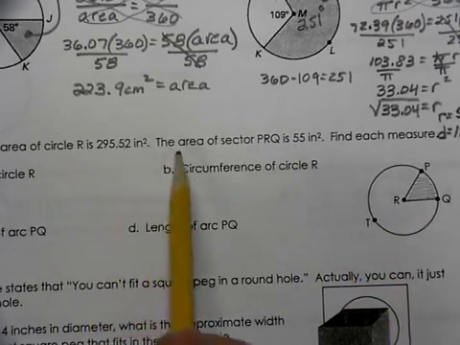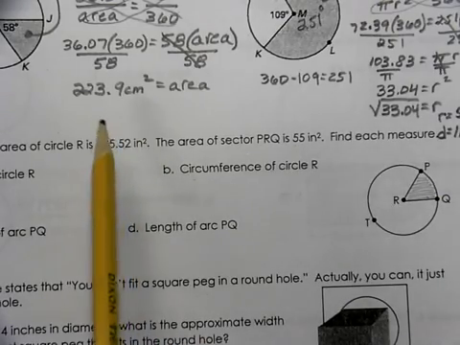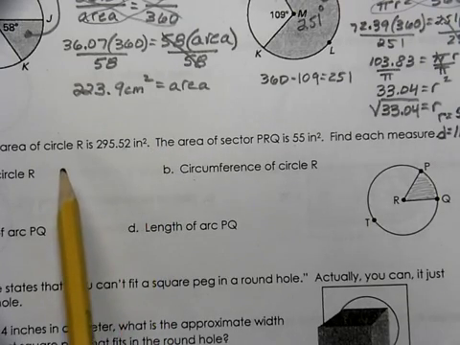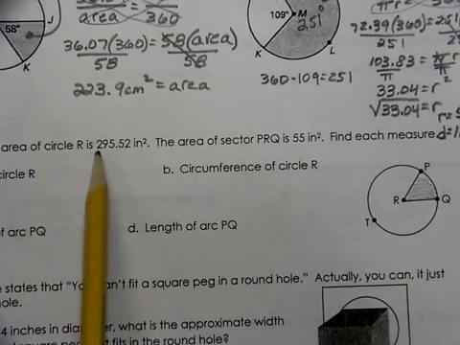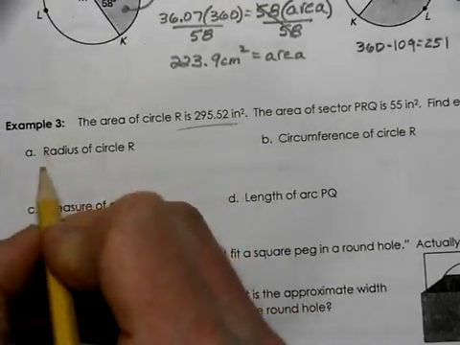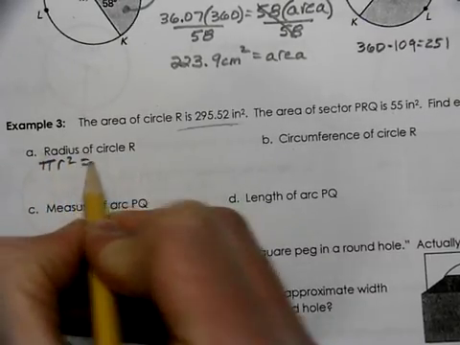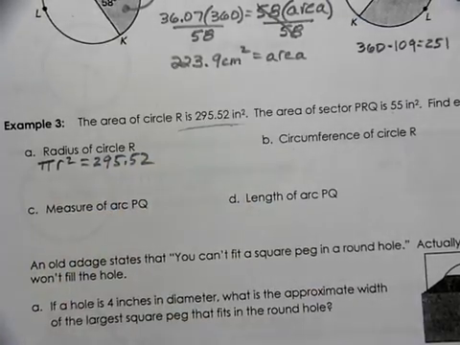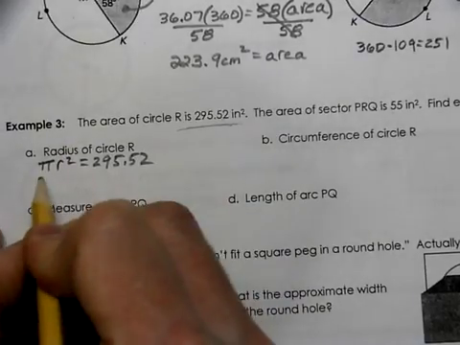To figure out the radius of the circle, in the past, we've had to use the whole proportion and try to solve to figure out what the radius was. But that's because we didn't know what the area of the circle was. They give us the area of the circle. So we're able to say that pi r squared equals 295.52. We don't have to use the whole proportion. We already know what the area is.